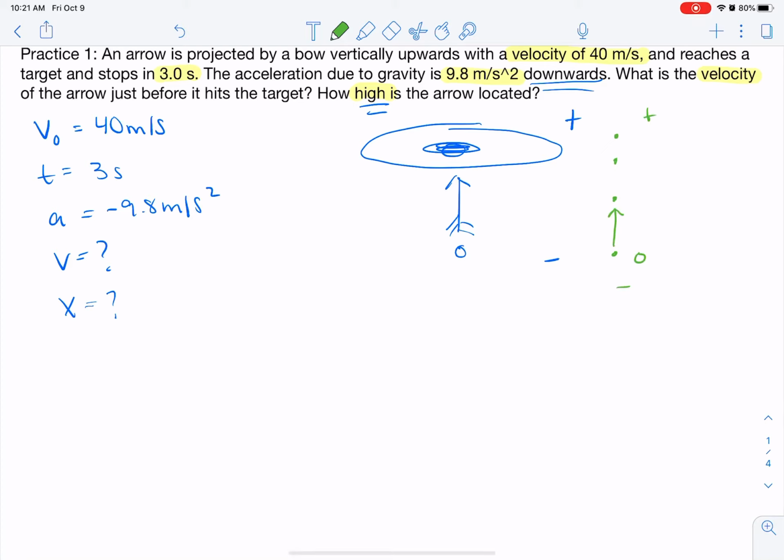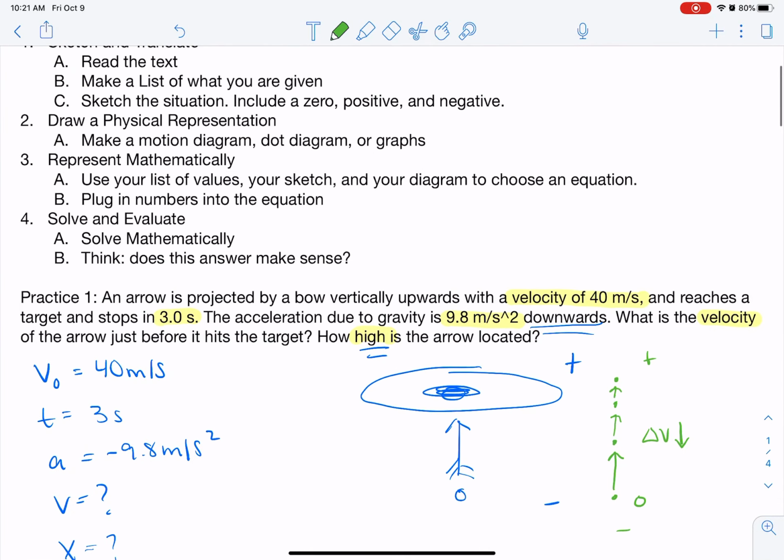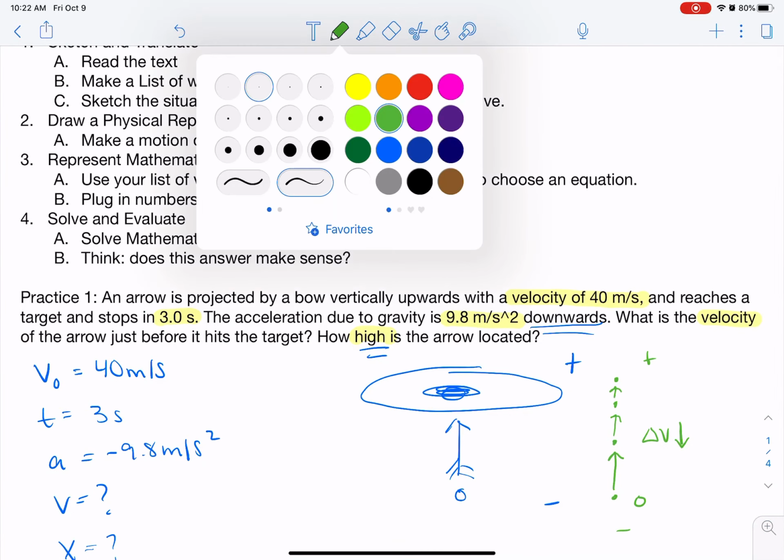And then for a motion diagram, we just need to add our arrows. We also need to add a delta V arrow. And remember, the delta V always points towards the larger arrows. We notice this makes sense because delta V is in the opposite direction of the velocity, so it's slowing down. All right.